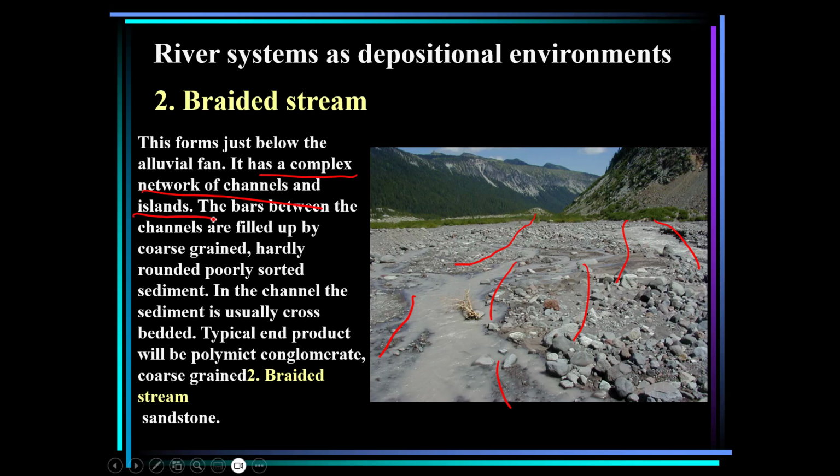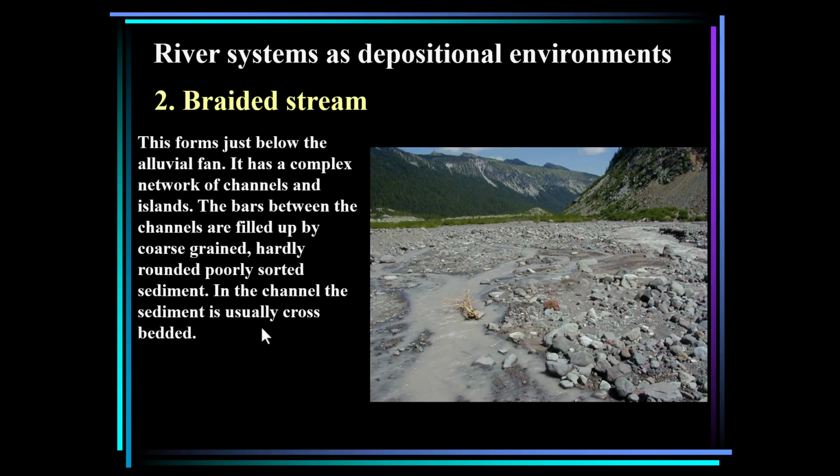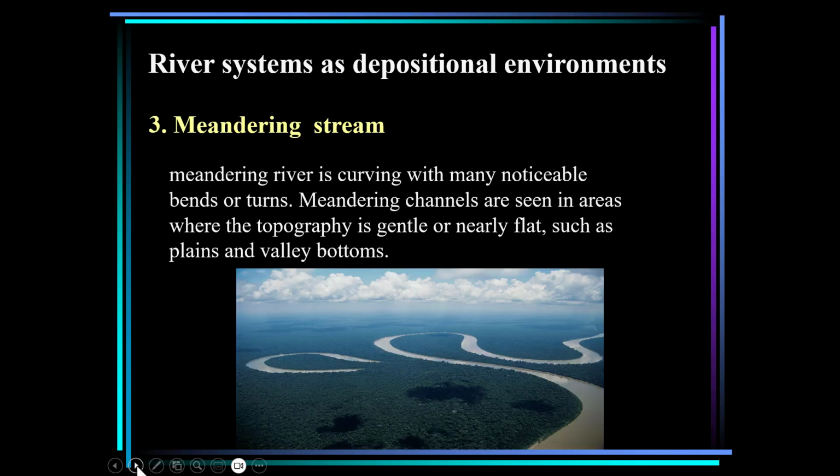and islands. The bars between the channels are filled up by coarse-grained, hardly rounded, poorly sorted sediment. It's more like breccia and conglomerate. In the channel, the sediment is usually cross-bedded; a lot of the channel sediment is characterized by being cross-bedded.